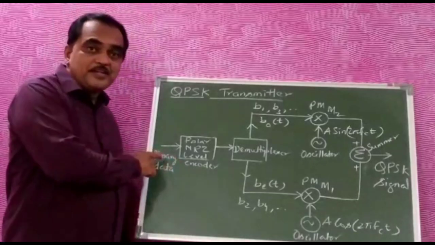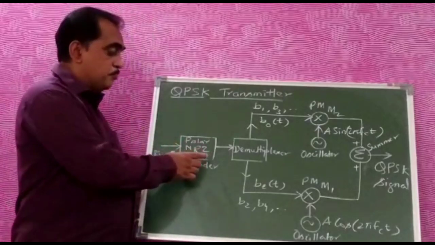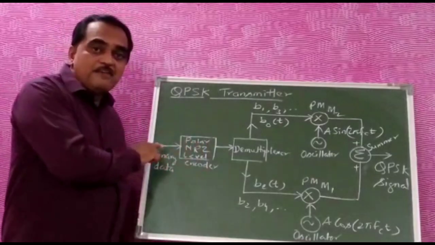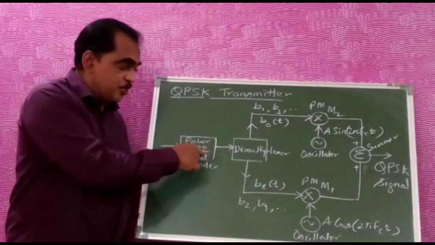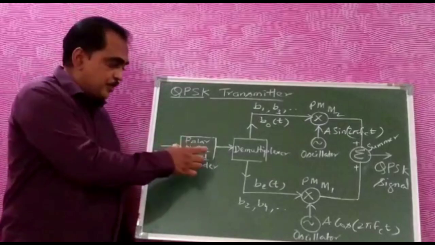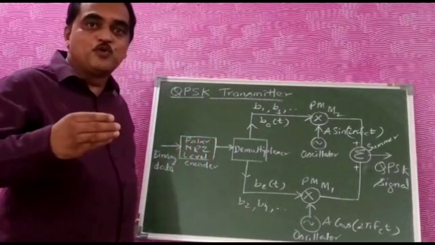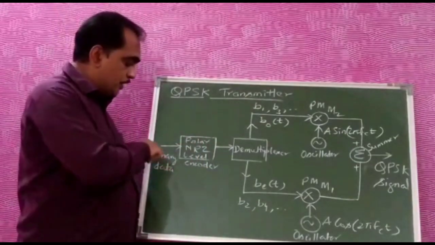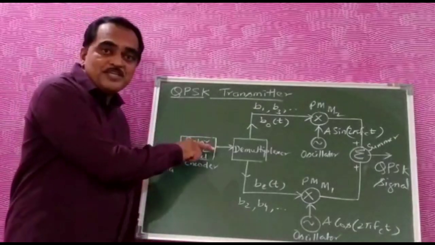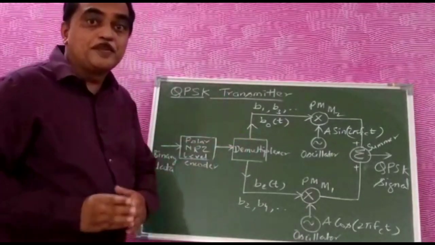So that binary data will be converted into an electrical waveform by a polar non-return to zero level encoder, whose work is that if there is a logic 1 as input, it gives a certain plus voltage, and if there is logic 0, it gives a certain minus voltage. So the output will be either plus voltage or minus voltage, depending on whether your binary input data is 1 or 0. Then that electrical waveform is given to a demultiplexer. Now this demultiplexer is going to separate these bits.